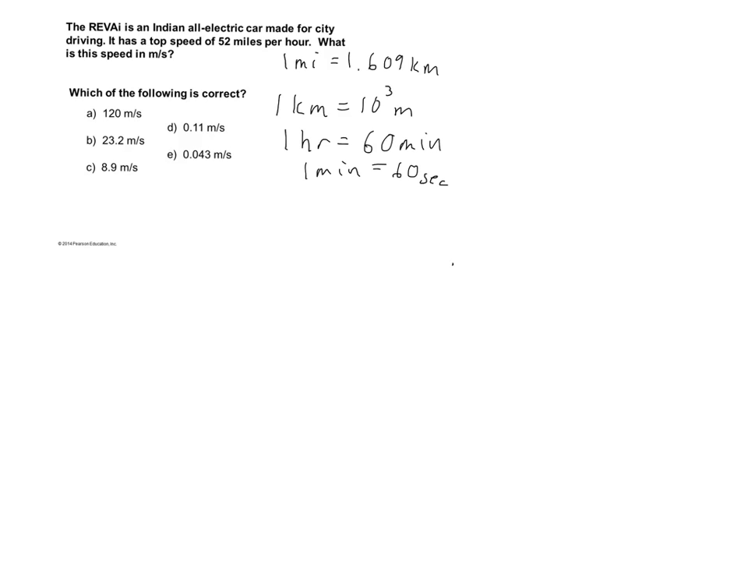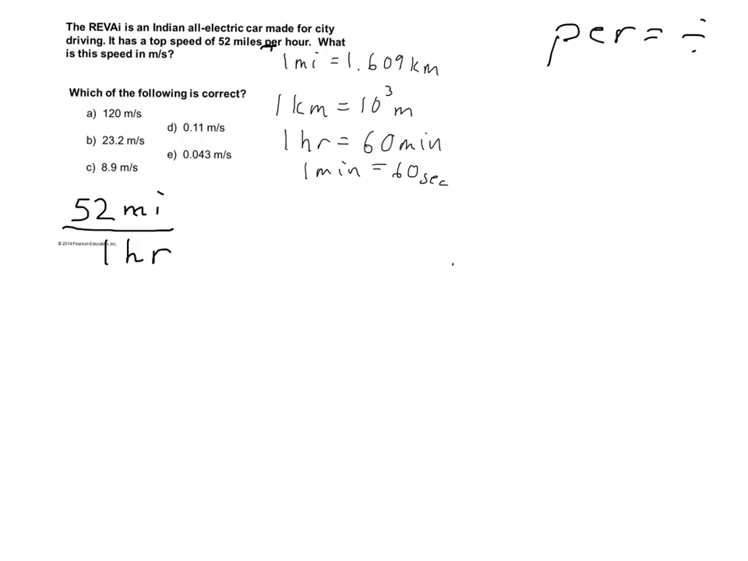Whenever you see "per" in mathematics, what does it really tell you? It's telling you that you have a division symbol. So if you say you have units of 52 miles per hour, what you're really saying is that you have 52 miles divided by 1 hour.